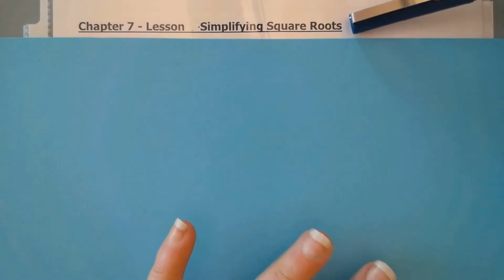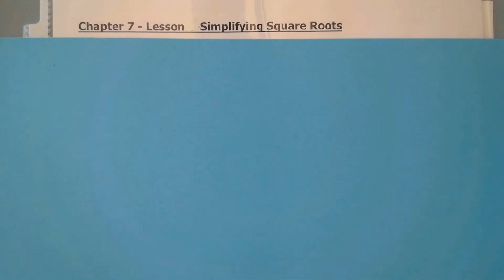Alright guys, today we're going to be talking about how do I simplify square roots. In Chapter 7, in our next couple lessons, we are going to deal with some square roots, and instead of turning them into decimals, we want to try to rewrite them as whole numbers, even if they don't simplify perfectly. So today we're going to talk about how to do that.